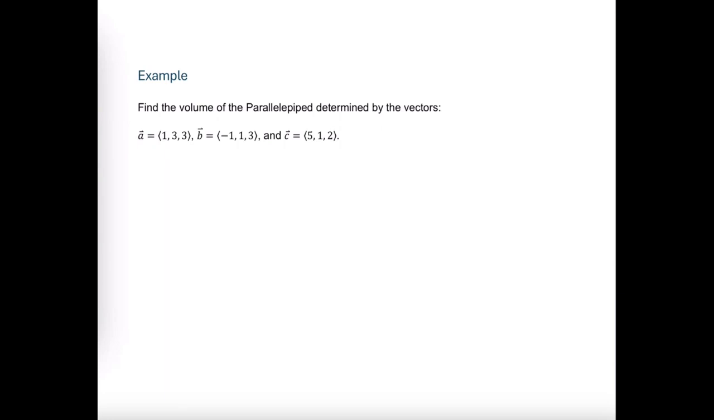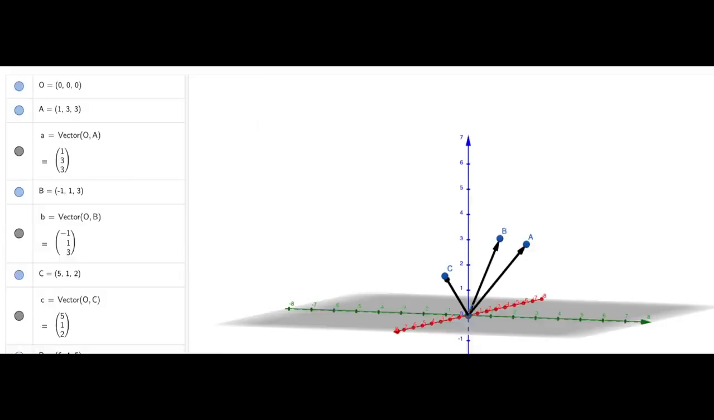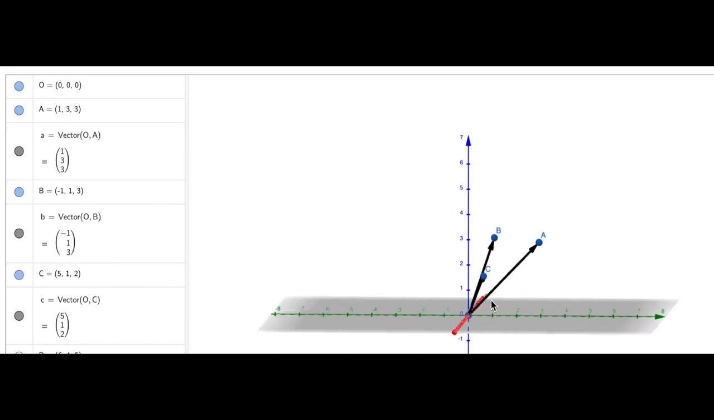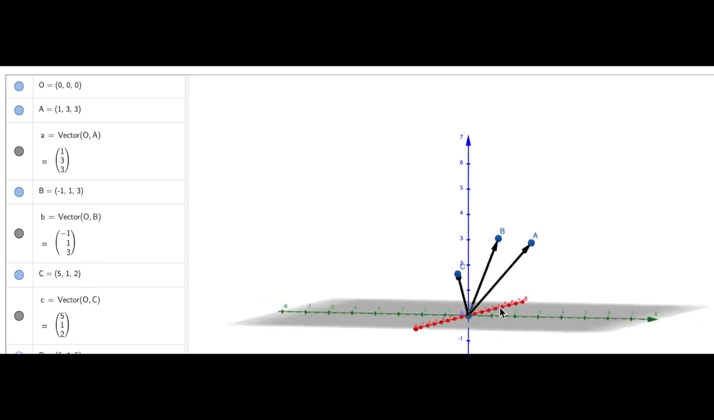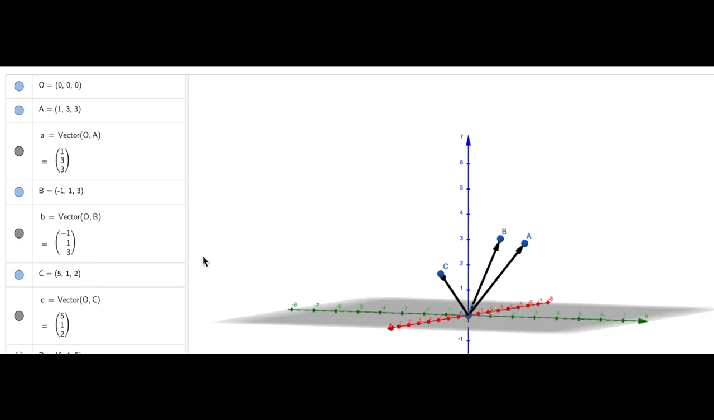This is an example of how to calculate the volume of a parallelepiped that is determined by these three vectors. We're also going to be looking at this from the perspective of GeoGebra. As you can see, we have the three vectors that are graphed in GeoGebra. We have our A vector defined to be 1, 3, 3.